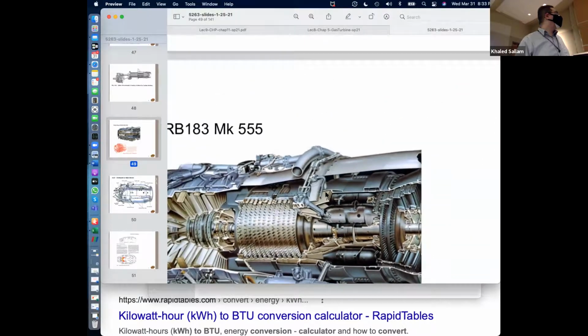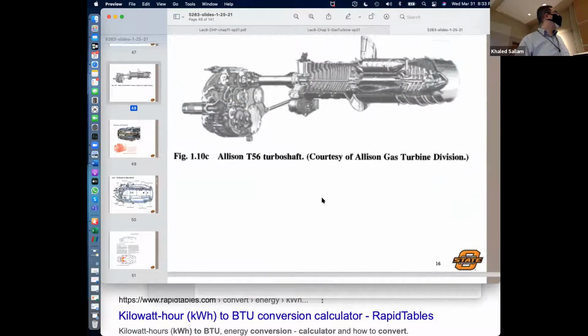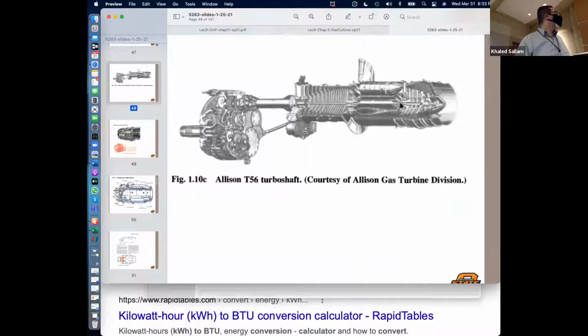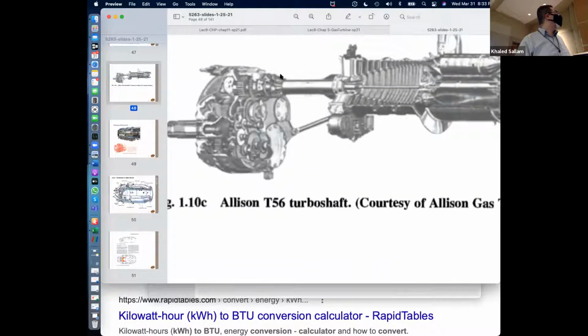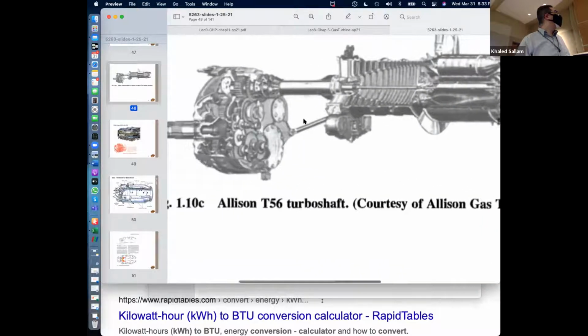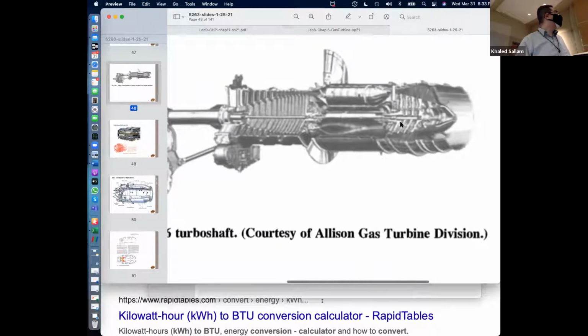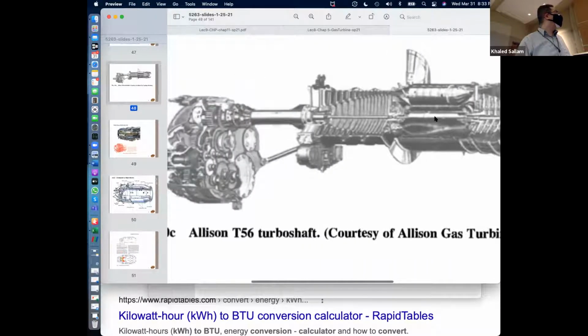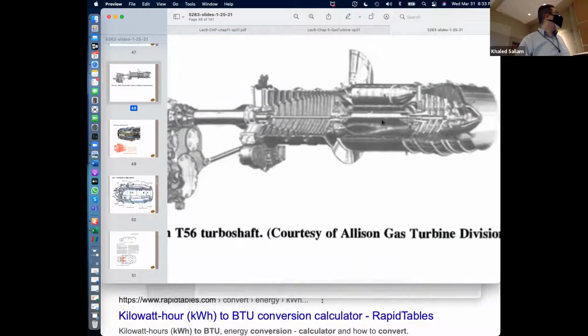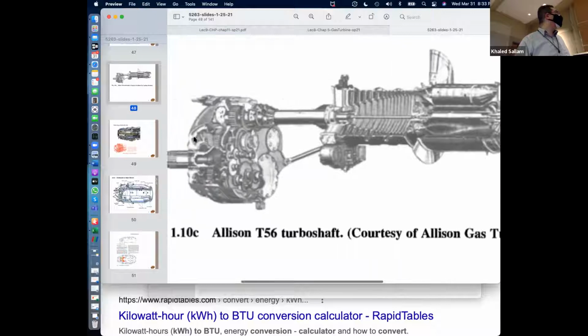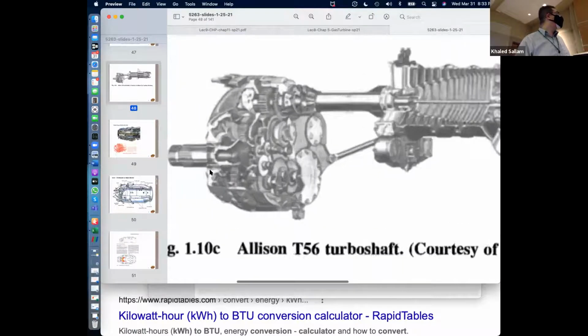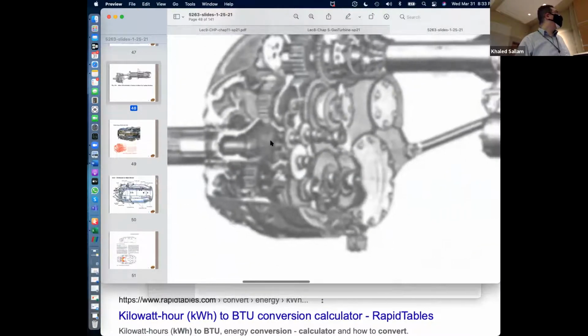The only difference is that in those jet engines, the shaft is connected to, say, a propeller or a fan. See all this? This is a compressor, this is a combustion chamber, and this is a turbine. And then the turbine drives the compressor, and it has extra work. Where does the extra work go? What do you think this is?